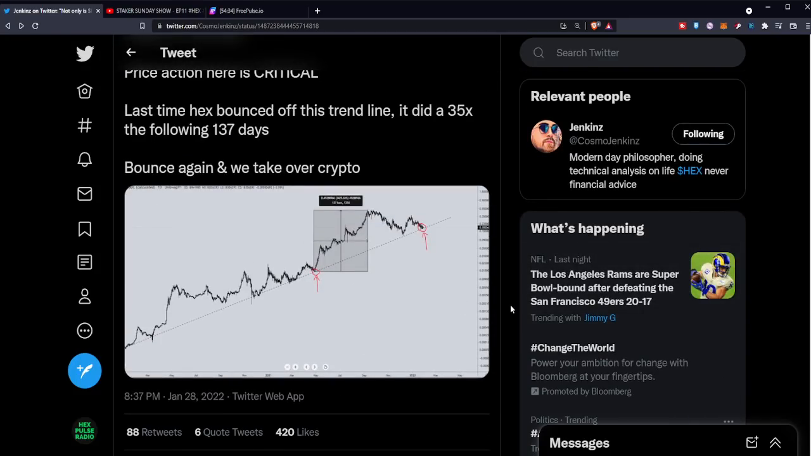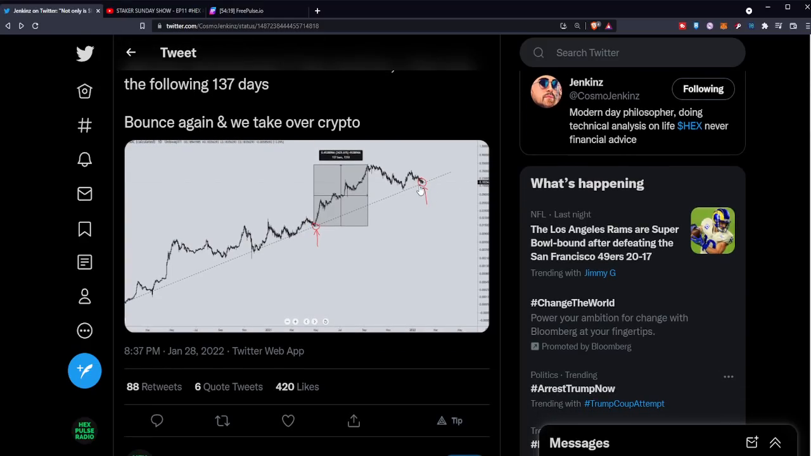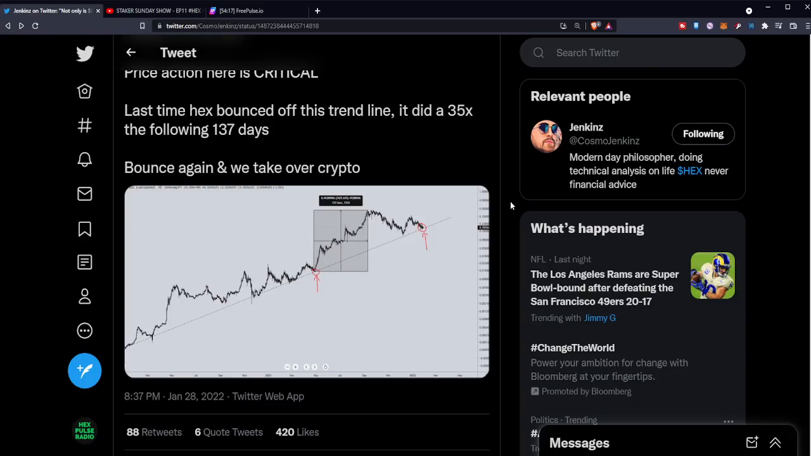A lot of people talk about Hex's performance versus Bitcoin and how a lot of the time we'll see Bitcoin going down or going sideways is when Hex will actually pump. And when Bitcoin is surging, Hex doesn't really do much. So if we want to maintain that theory that Hex is a hedge against Bitcoin, it's a different type of coin, we really do need to see it holding this trend line here.